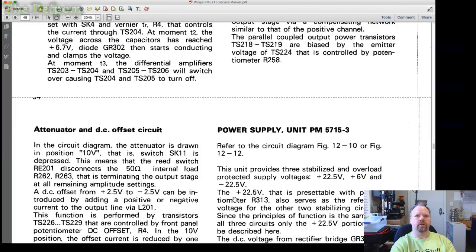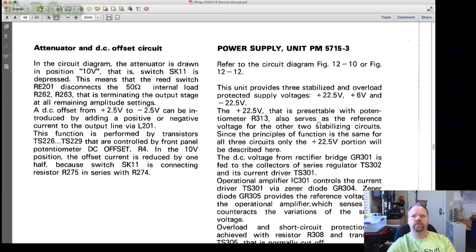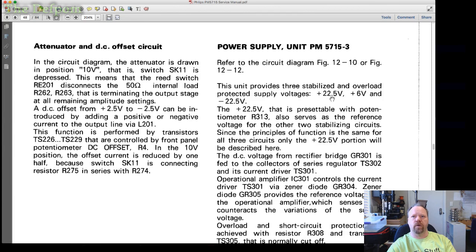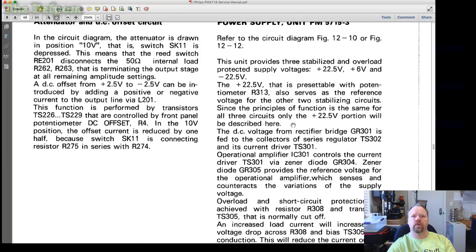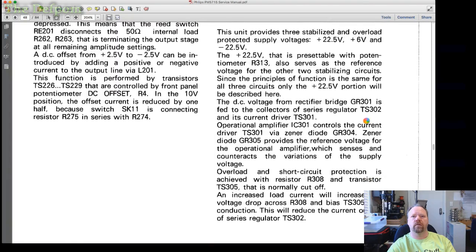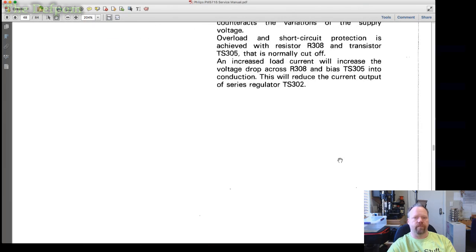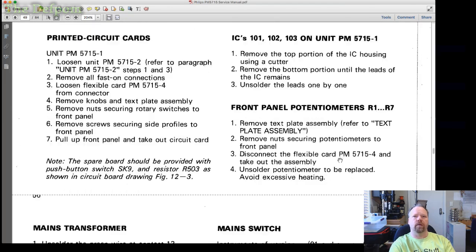Does that mention power supply? It did. So let's have a look. So it's got a plus and minus 22.5 volt rail and a plus 6 volt rail. All this stuff here is DC, also stuff over there. So yeah, this has got 3 rails. Okay. Let's keep looking.